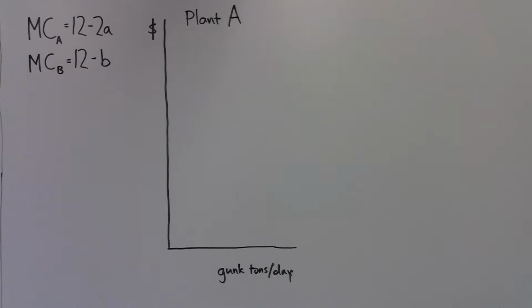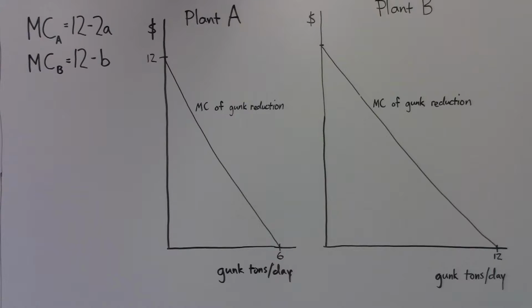We can graph plant A's marginal cost of pollution reduction as a function of the amount it pollutes. This line has an intercept of 12 and a slope of -2, which looks like this. The line intersects the horizontal axis at 6 tons, which means that plant A will produce 6 tons of gunk per day if there is no cost to pollution. Plant B's marginal cost of pollution reduction looks like this. If there is no cost to pollution, plant B will produce 12 tons of gunk per day.